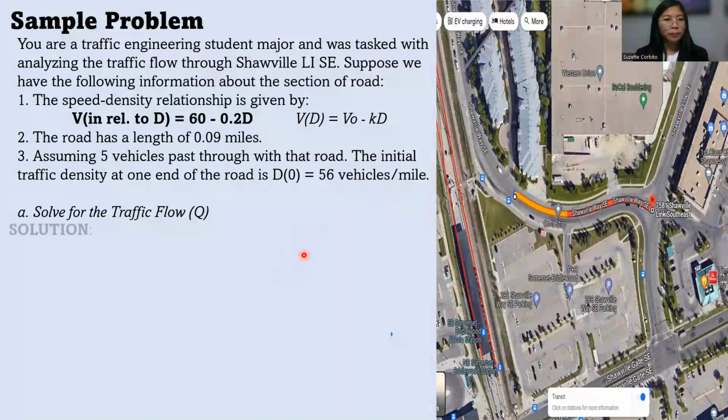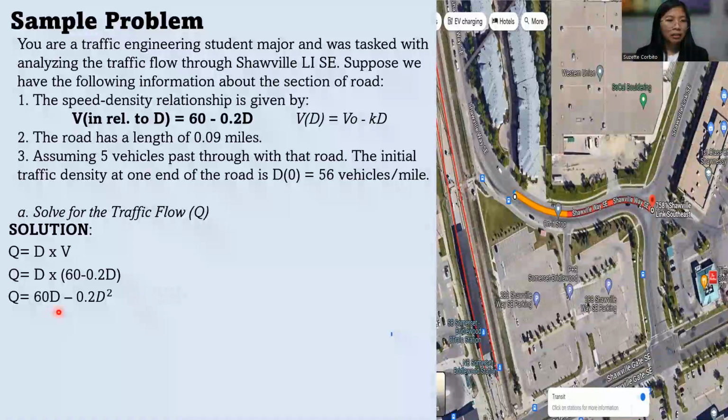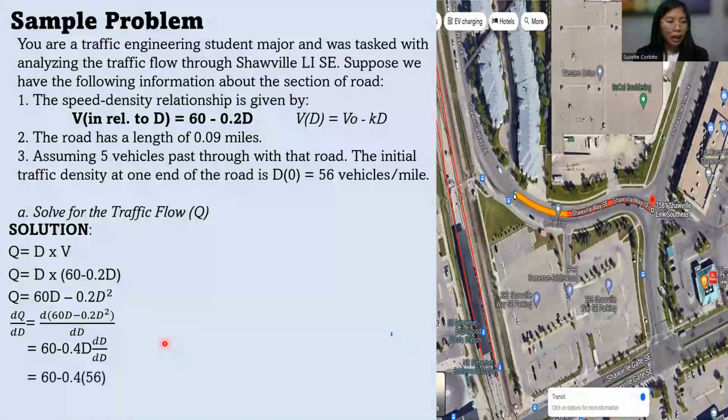We will then solve for the traffic flow. We all know that traffic flow is traffic density times traffic speed. We will substitute the given speed density relationship, so we have d times (60 minus 0.2d). By simplifying, we have 60d minus 0.2d squared. This is our equation now, and we can get its derivative, or the change in flow over change in density. We will have now 60 minus 0.4d, and then we will substitute d, which is 56 vehicles per mile. 60 minus 0.4 times 56, so we will get 37.6, or let's assume 38 vehicles per hour. So this is the traffic flow by using differentiation.